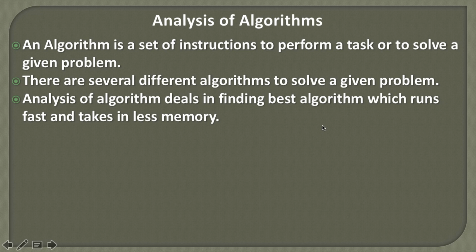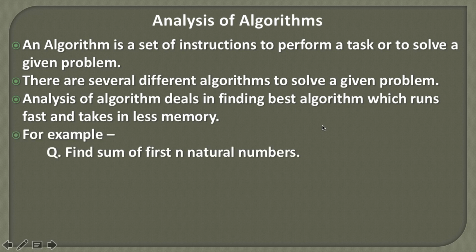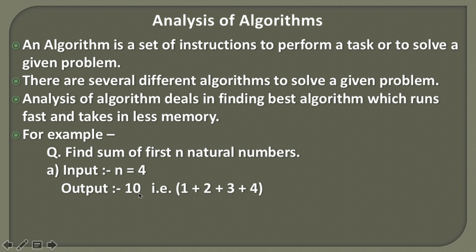Let's say, for example, we are given a problem to find the sum of the first n natural numbers. The n natural numbers would be 1, 2, 3, 4, 5, 6 and so on. To our method, we are given a value n and we want to find its sum. If we input n equal to 4, the output we get is 10. That is 1 plus 2 plus 3 plus 4. 1 plus 2 gives 3, 3 plus 3 gives 6, and 6 plus 4 gives 10. So this is the sum of the first 4 natural numbers.